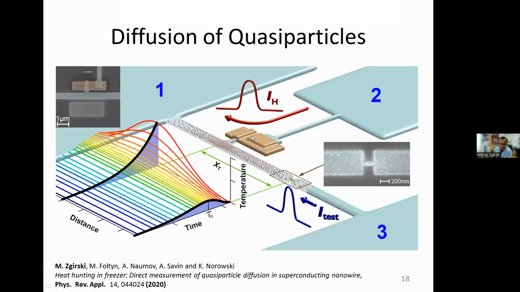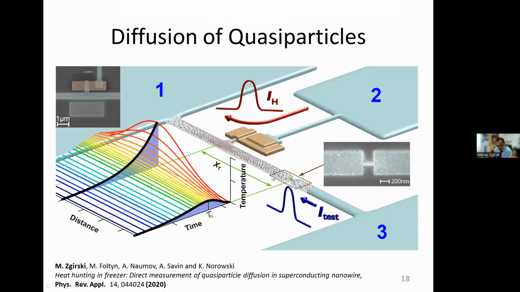We have a heater, a copper heater. Some photo of it is displayed on the left. We have a bridge here placed 60 micrometers away from the heater, and we hit the heater with a fast pulse, 5 nanoseconds. We create a population of quasiparticles. They diffuse through this bottleneck to the wire, and then they propagate along the wire.